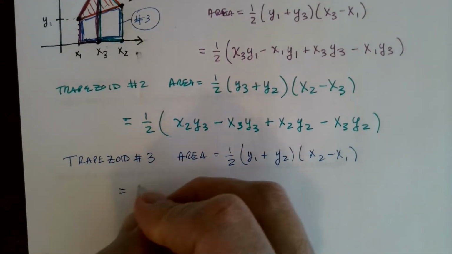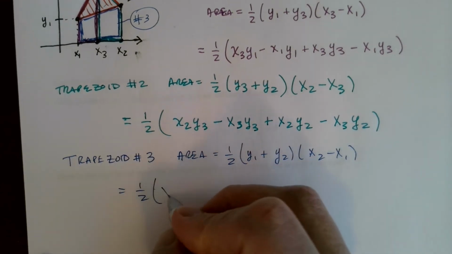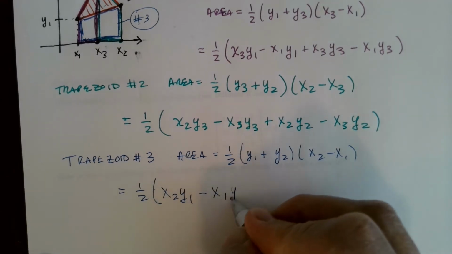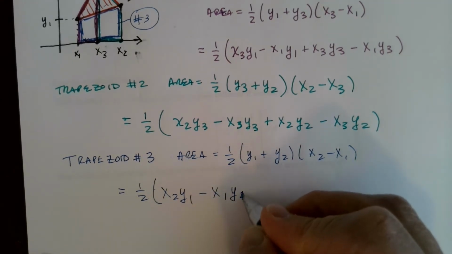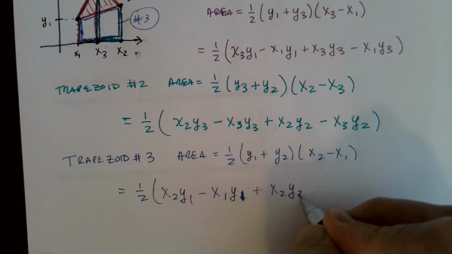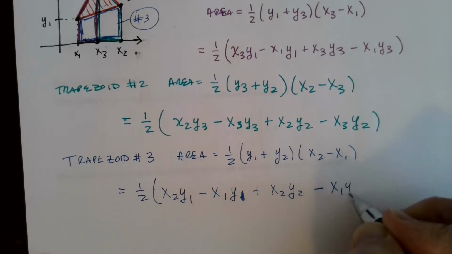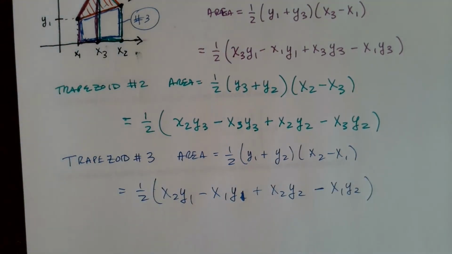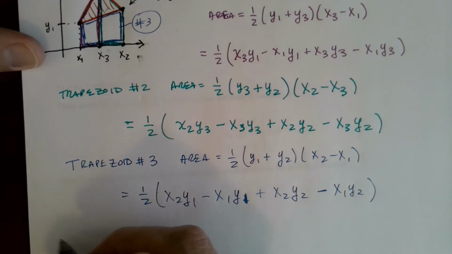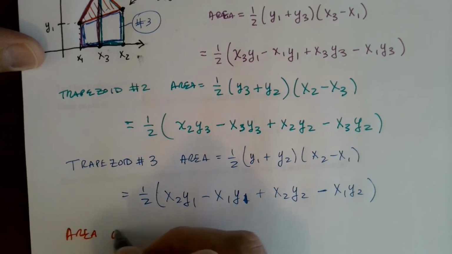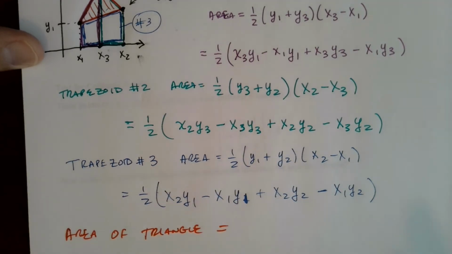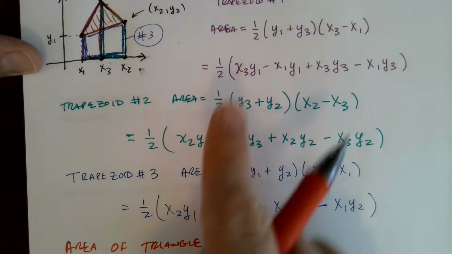And again, I'll expand this out. First is x2 y1. Outer is minus x1 y1. Whoops, x1 y1. And then x2 y2 is the inner. And last minus x1 y2. Okay. So what is the area of our triangle? Well, I'm going to do it in terms of the areas of these trapezoids.